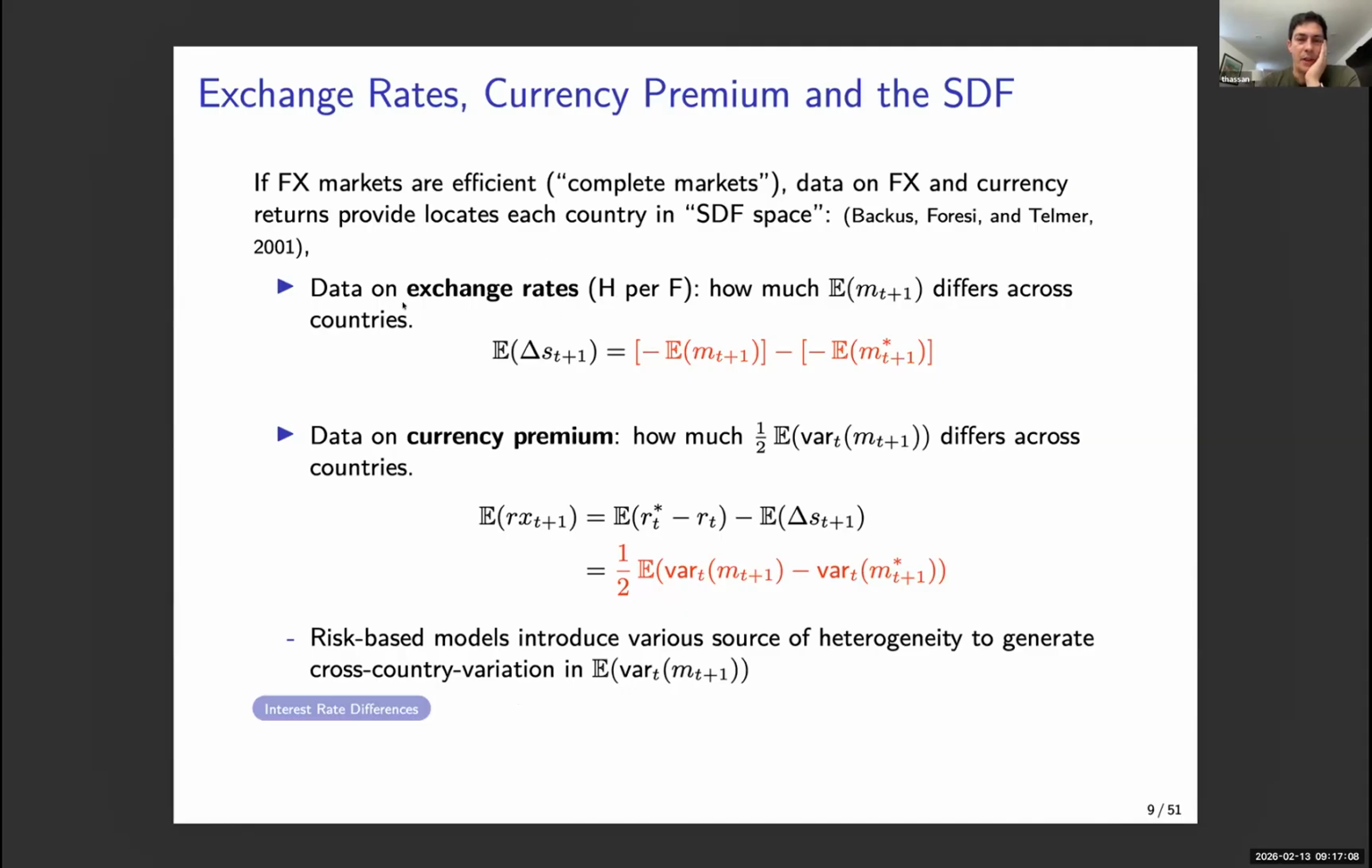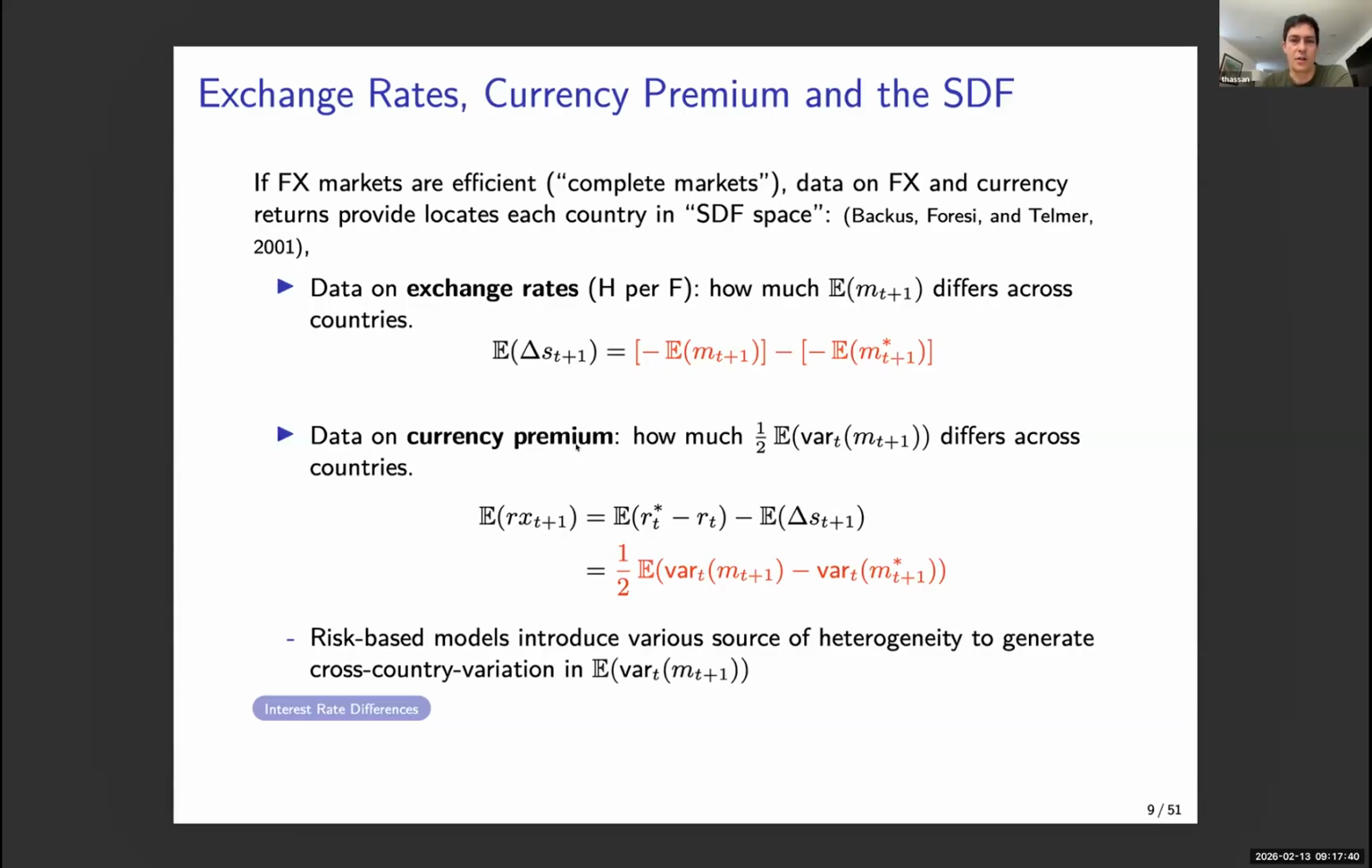So, for example, you can show very easily that the expected change in the exchange rate equals the difference between two countries' expected log SDFs. So, if I have a different expected log SDF from the other country, I'm expected to appreciate or depreciate. It doesn't really matter which way around, but the point is I'm going to have exchange rate predictability, which is people expect the exchange rate to move.